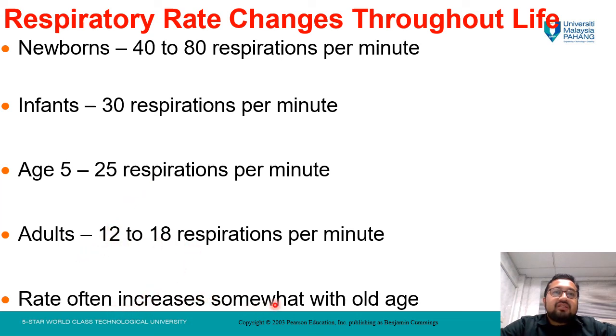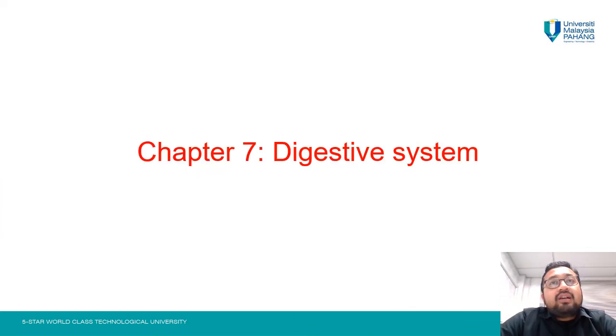The rate increases somewhat with old age. We return to the original high rate when we get old. That's why in infants or newborn babies, the breathing rate is quite fast compared to adults. Alright, so the next chapter is the digestive system.